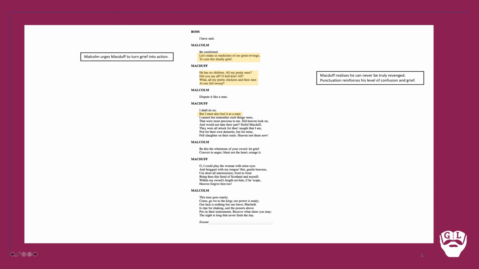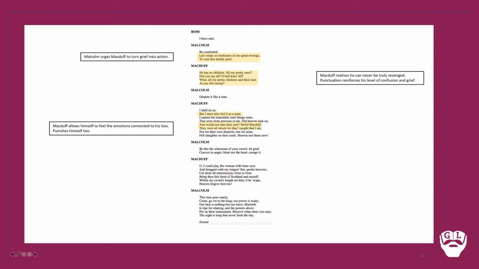Malcolm asks him to dispute this like a man, and here's a really important quote from Macduff, particularly as we get towards Macbeth in Act 5. "But I must also feel it as a man, and would not take their part. Sinful Macduff, they were all struck for thee, naught that I am." Notice how Macduff is really feeling this sense of grief and loss in a very human way, which is in direct contrast to how Macbeth will feel later on in Act 5, Scene 5, which we will cover in the coming videos. Really important point here. "I must also feel it as a man, sinful Macduff, naught that I am."